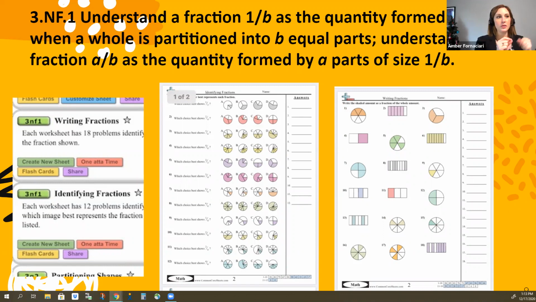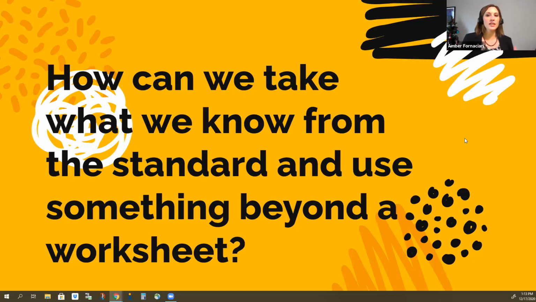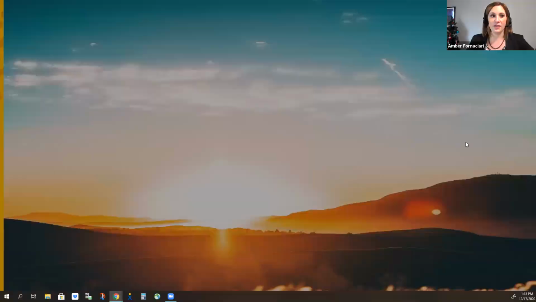This is such a great resource for teachers. It can be a good resource for students, but if you're trying to get out of worksheet land, I don't want to show you another worksheet, okay? How can we take what we know from the standards and use something beyond a worksheet? That's what I'm here to tell you about today.